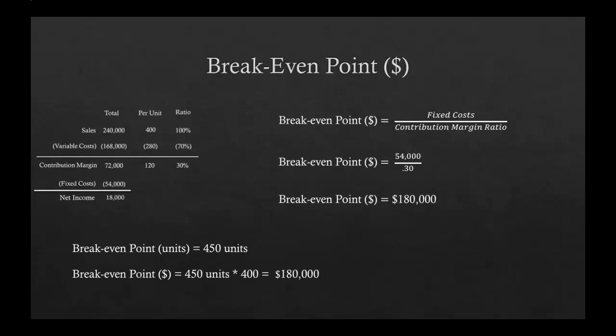So once you find your break-even point in units, you can find it in dollars. And once you find your break-even point in dollars, you'd be able to find your break-even point in units, right? Because your break-even point is a singular point. So those two numbers are 450 units and our $180,000. They're related, they're connected, because that's a single point on this graph.